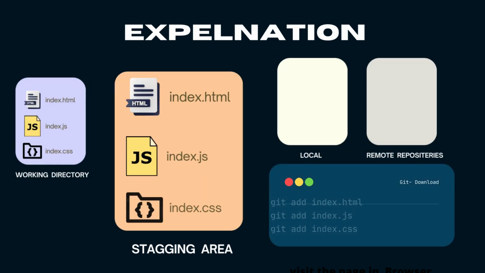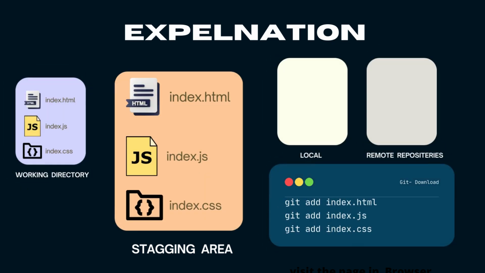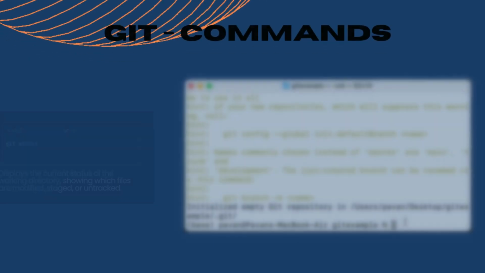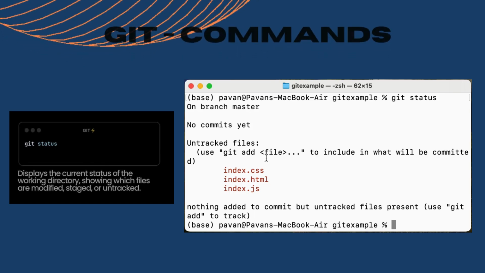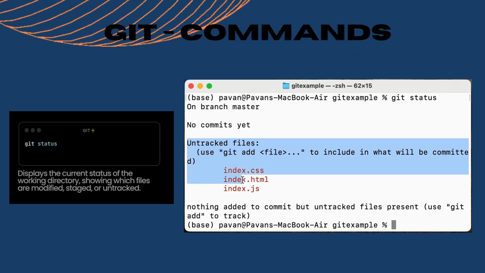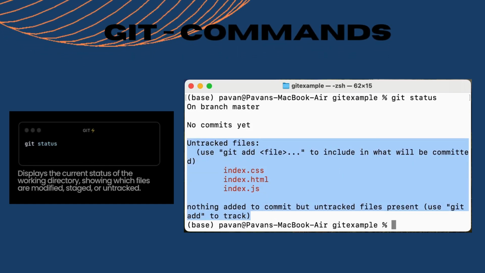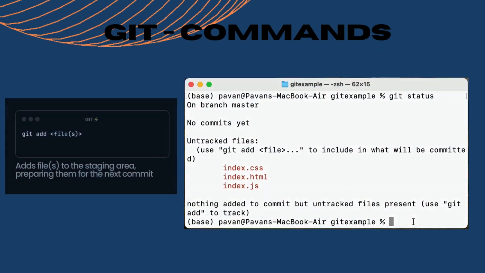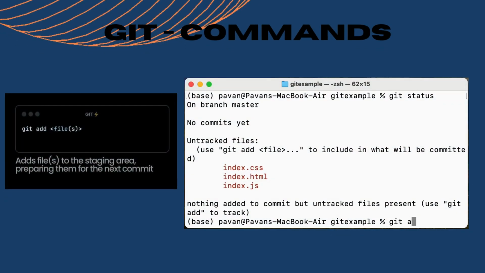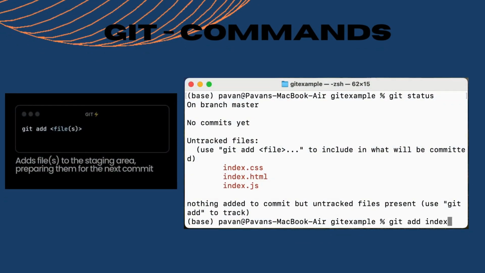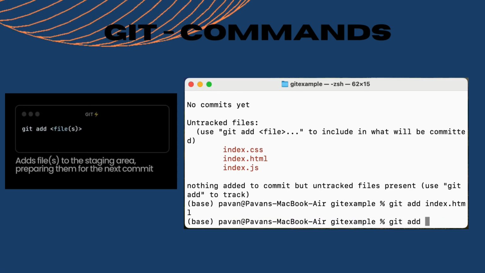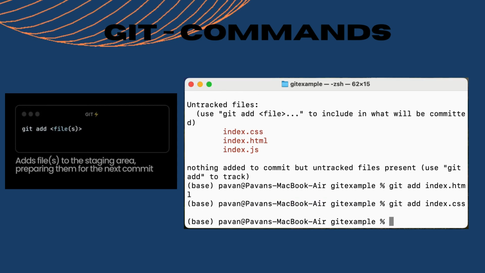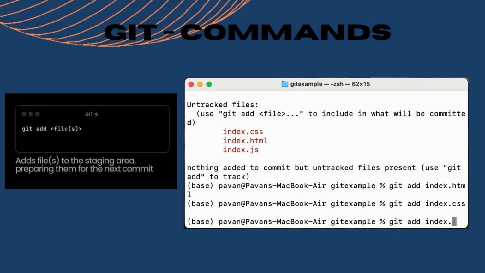Next step is moving files to the staging area by using the command git add file name. Go back to your current terminal. Enter the command git status. It shows us that all the files created in the working directory are untracked. Now by using the git command git add file name, that is, git add index.html, git add index.css, git add index.js. All the files are added to the staging area.